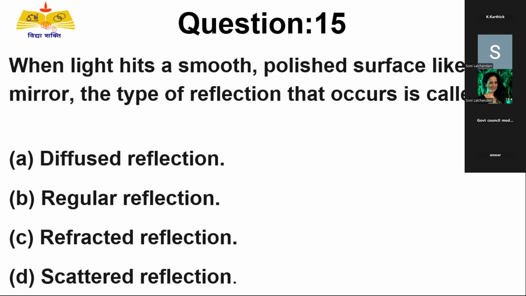The 15th question. When light hits a smooth polished surface like a mirror, the type of reflection that occurs is called A. Diffused reflection, B. Regular reflection, C. Refracted reflection, or D. Scattered reflection.